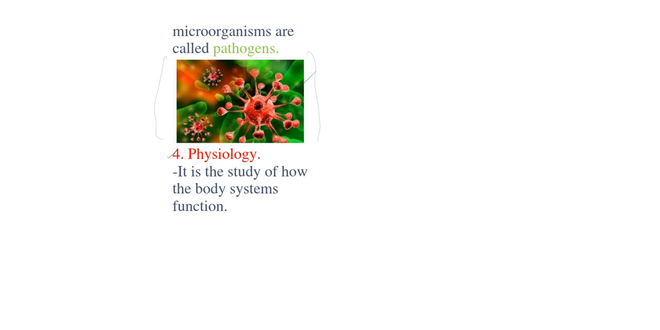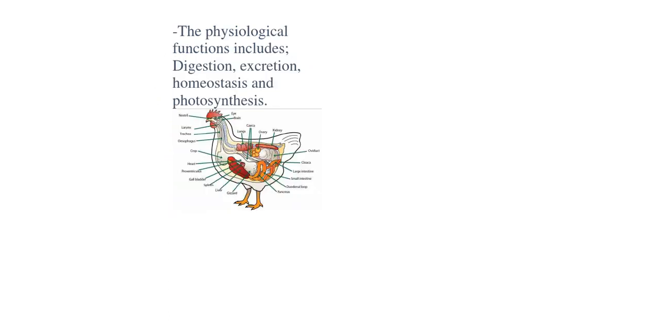Branch number 4, physiology. Physiology is the study of how the body systems function. The physiological functions include digestion, excretion, homeostasis, and photosynthesis. If you look at this chicken, we can see various internal organs. The study of how these internal organs are organized and how they are coordinated to form a system and to make the system work the way it is supposed to work is called physiology.